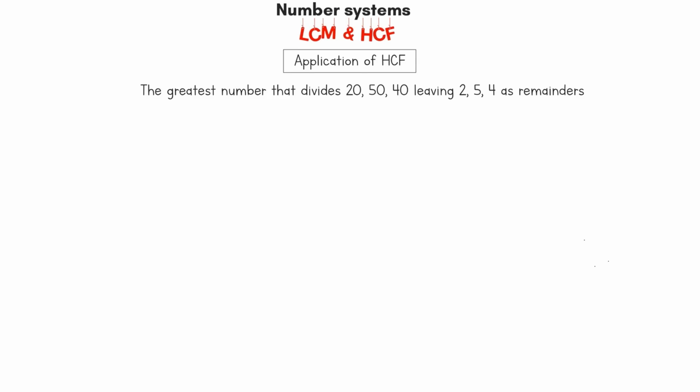So the greatest number that divides 20, 50 and 40, leaving 2, 5, 4 as remainder. So what do I understand from this? There is some number, let it be x, that divides 20 and gives me the remainder of 2, and that divides 50 as well and gives me the remainder of 5, and that divides 40 to give me the remainder of 4.